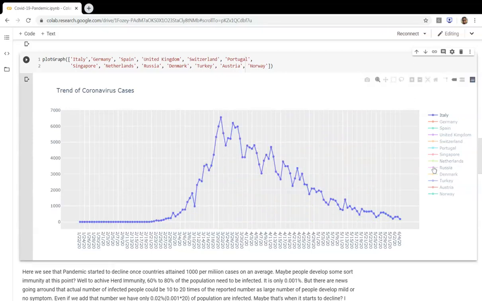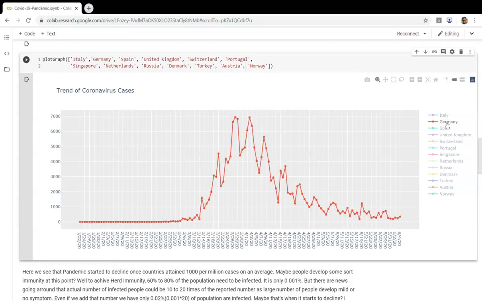Okay, let's start from Italy. It has started to decline. As you can see, it peaked when their per million infected people was around 1300. So it started to decline when their per million infected people reached 1300. Okay, so it is close to 1000.